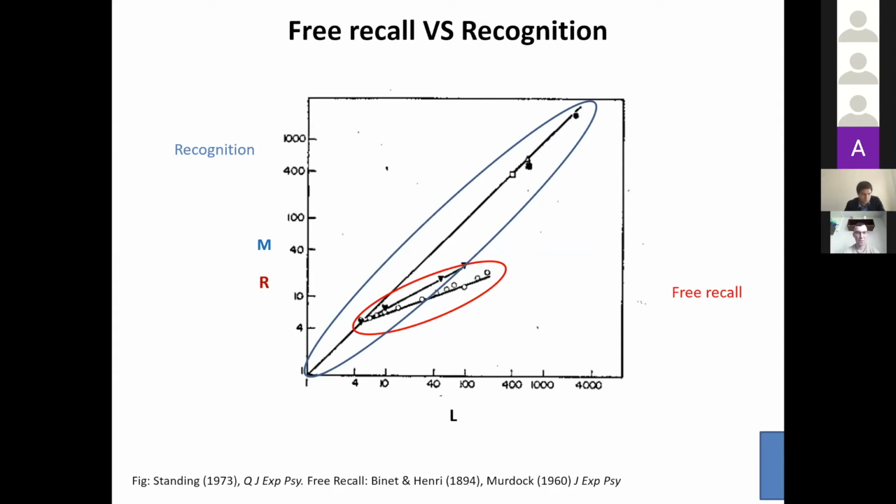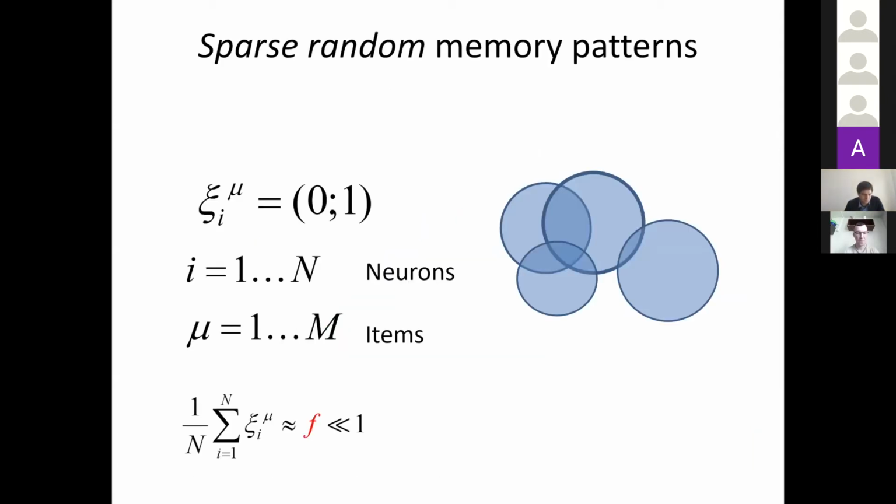In order to generate these predictions, obviously you have to assume something about how the recall process works. So how do people recall the word? We need to assume something about how the words, or any other memory items, are encoded in the brain and how the recall process works.